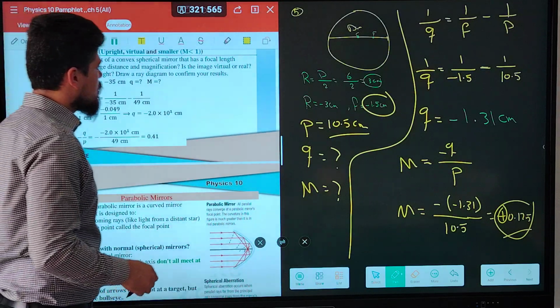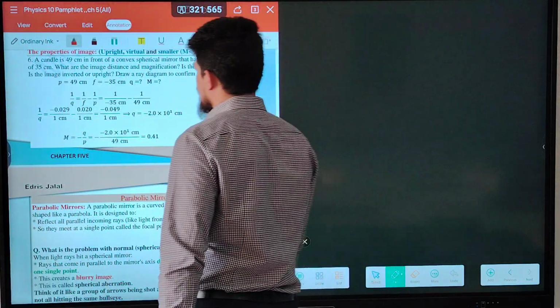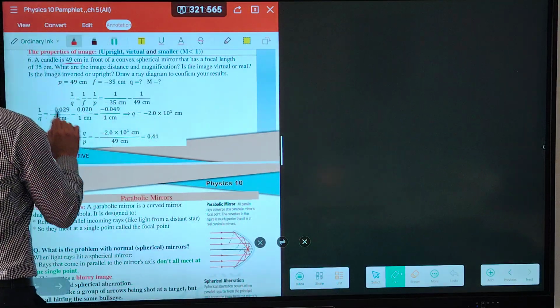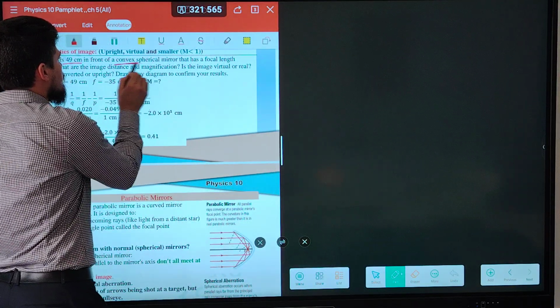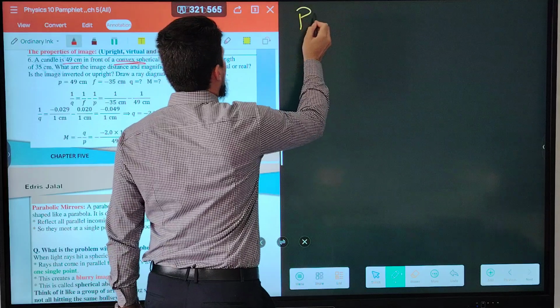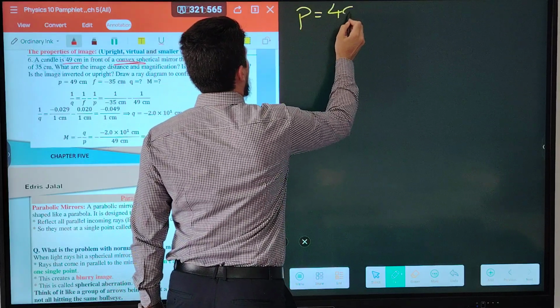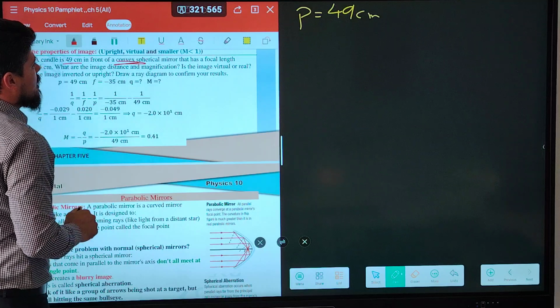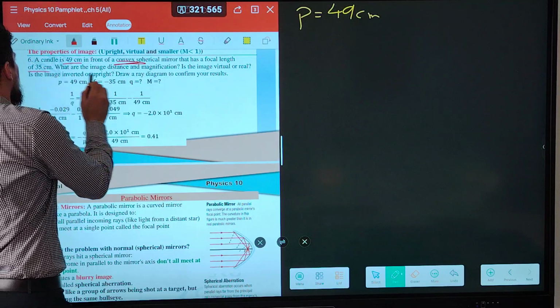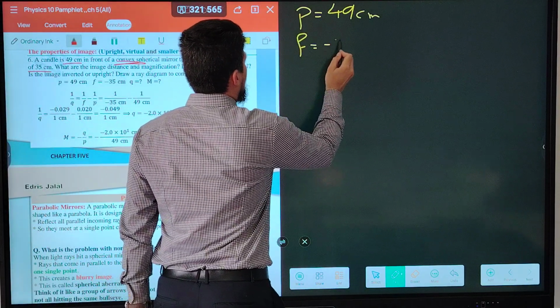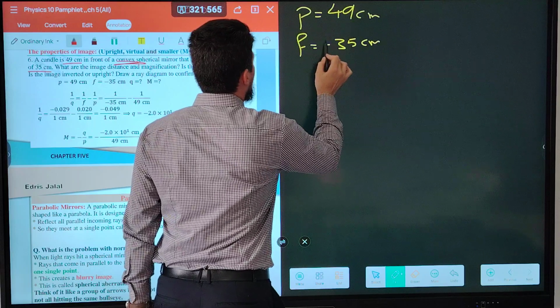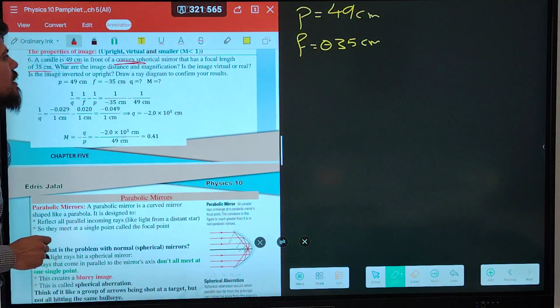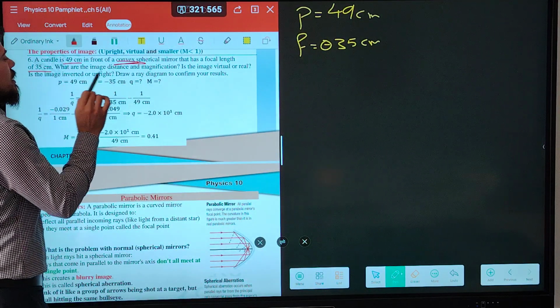The last question, question number 6 in convex spherical mirror. A candle is 49 centimeter in front of the convex. The type of the mirror is convex. P is equal to 49 centimeter, in front of a convex spherical mirror that has the focal length 35, F negative 35. Why? Because convex focal length is negative. In convex spherical mirror, focal length is negative.